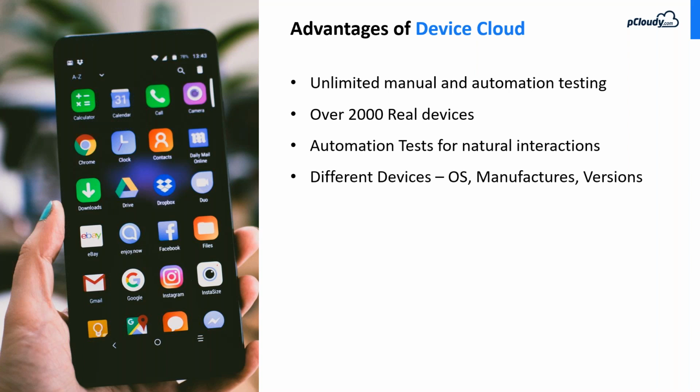You're going to get different devices. You are going to get different OS, different manufacturers, different versions. Like we will be having Android and iOS. We will be having different manufacturers. There are a whole lot of manufacturers available in India. So all these manufacturers we have support for, right from Micromax to Nokia to Samsung to LG and Sony and whatnot. So we have all these things.